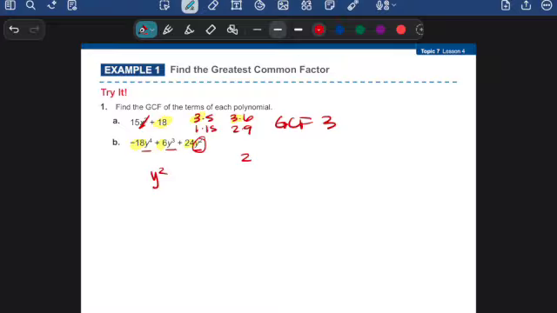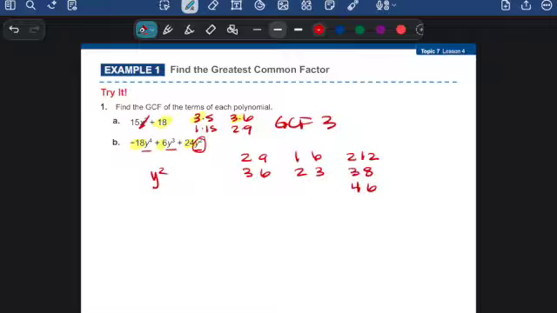We can break it down. 2 and 9, 3 and 6. What are the factors of 6? 1 and 6, 2 and 3. And what are the factors of 24? 1 and 24, obviously. 2 and 12, 3 and 8, and 4 and 6.